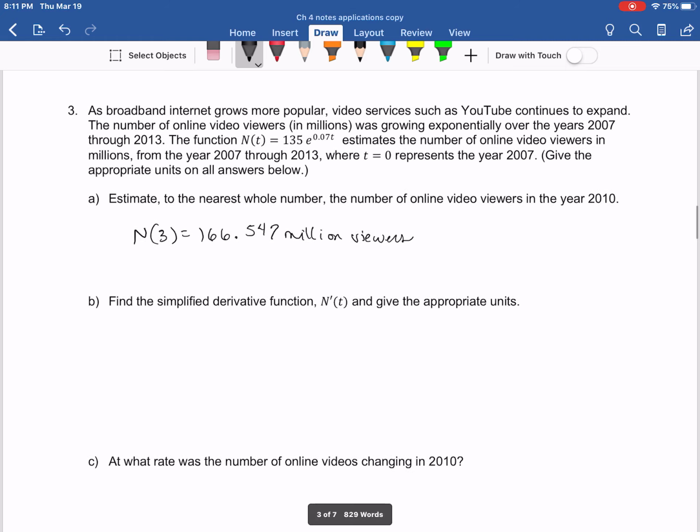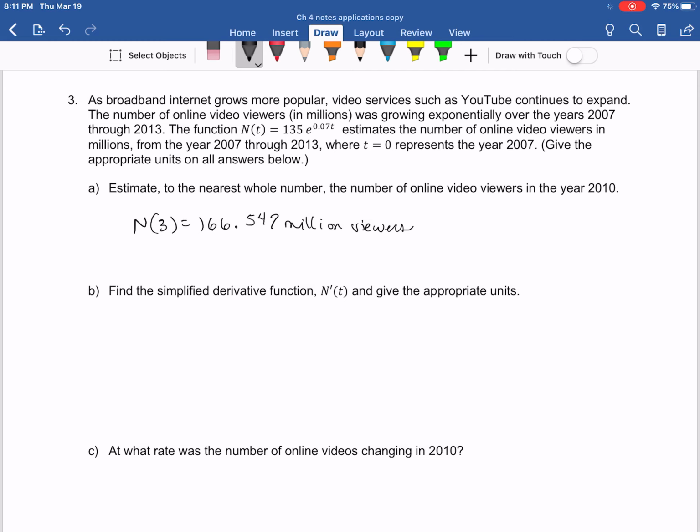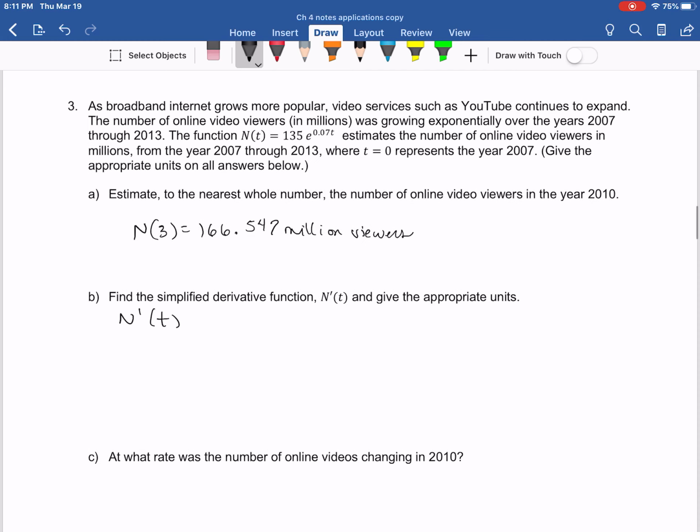Part B, find the simplified derivative function n prime and give the appropriate units. And so we're taking the derivative of function n. n prime is 135 times 0.07 times e to the 0.07t. Simplify by multiplying the constant 135 times 0.07 together, you get 9.45. All right, that's the formula or the derivative function. We're going to give the appropriate units. We are in terms of million viewers per, let's see, t is measured in years, so per year.